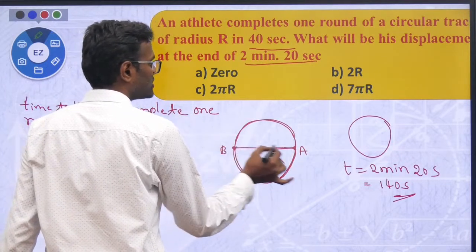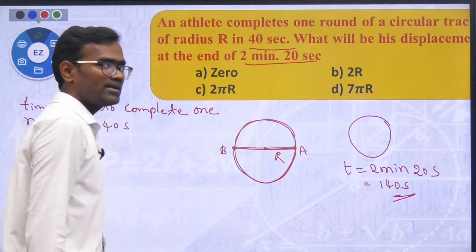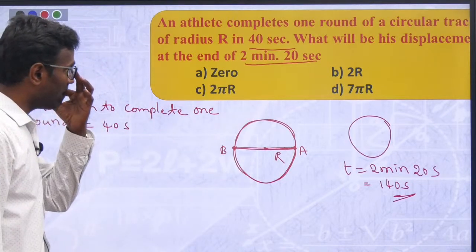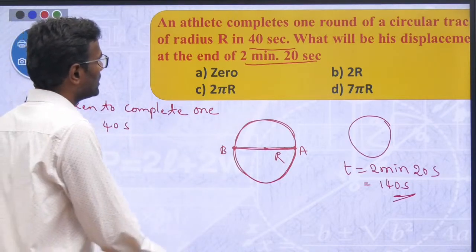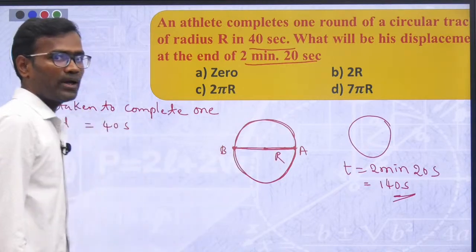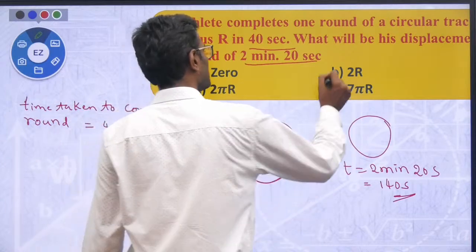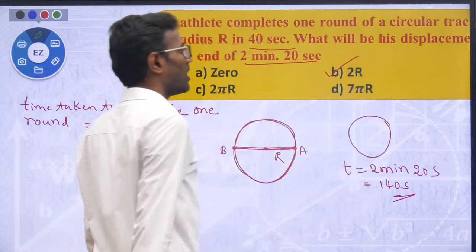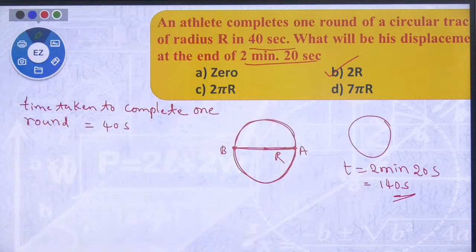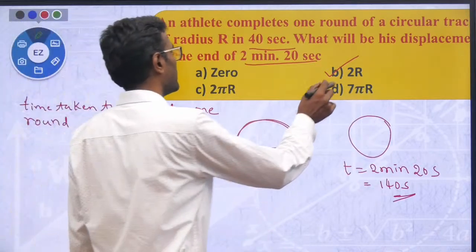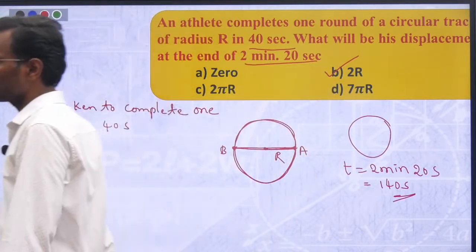So then join these two, you will get a line segment. What is that line segment? It is the diameter of the circle. So what is your answer? The diameter is equal to 2 times the radius, 2R. So please note down.